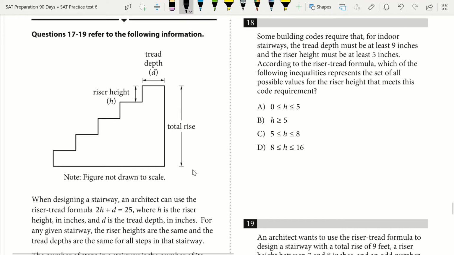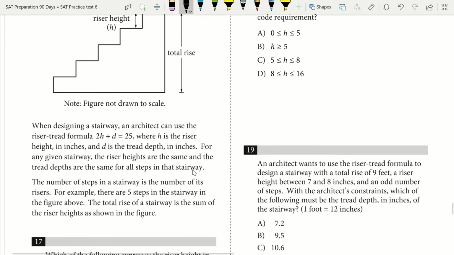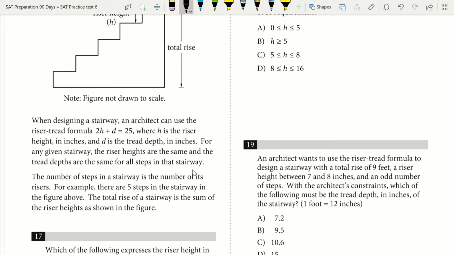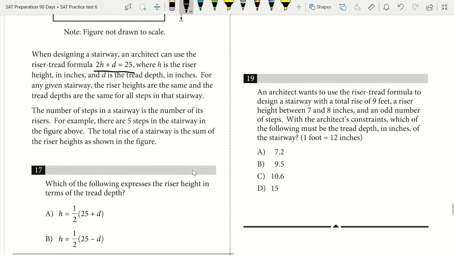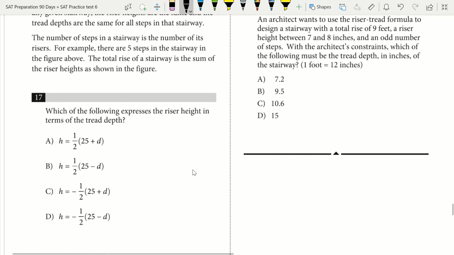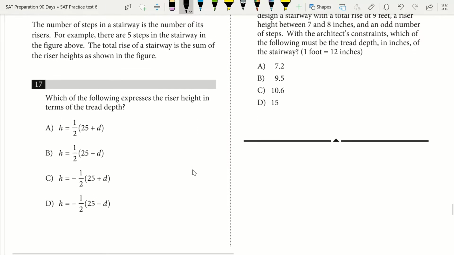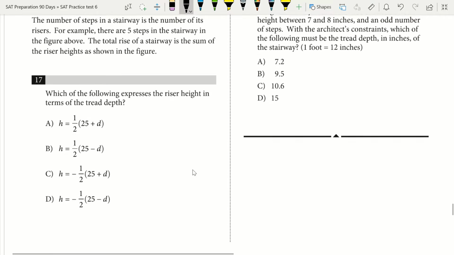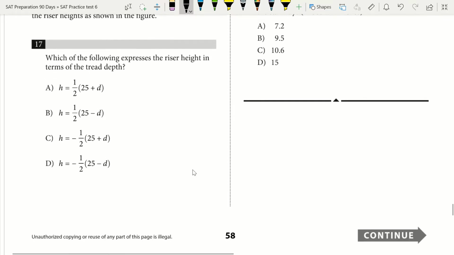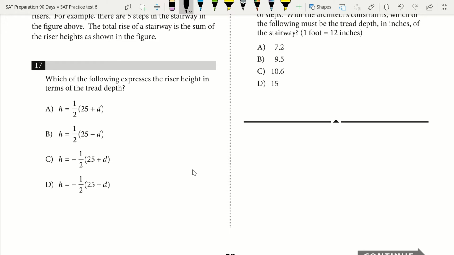Okay, I've got riser height and tread depth on a stairway. When designing a stairway, an architect can use the riser tread formula, where H is the riser height in inches, D is the tread depth. For any given stairway, the riser heights are the same, tread depths are the same, and the number of steps is the same as the number of its rises. For example, there are 5 steps in the stairway above. The total rise of a stairway is the sum of the riser heights as shown in the figure. Which of the following expresses H?